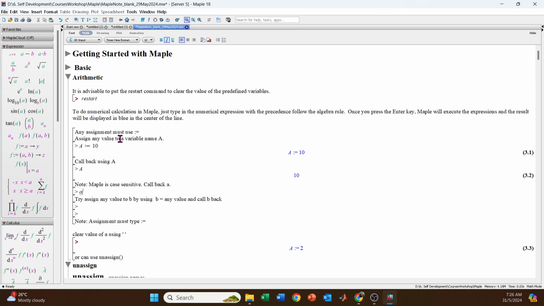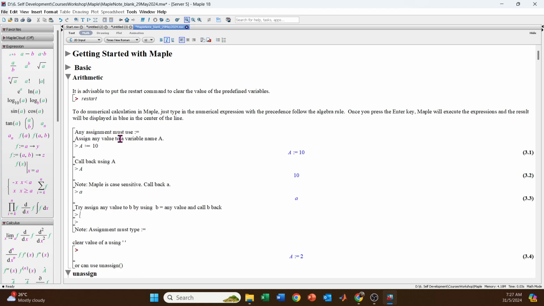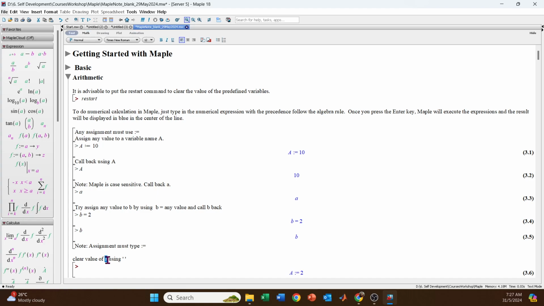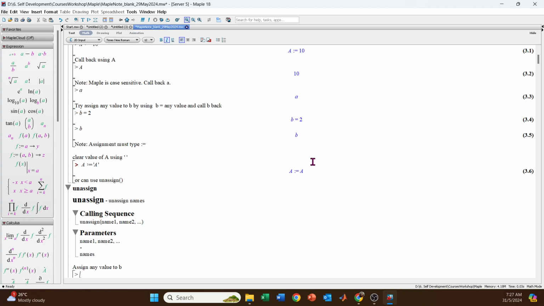If you call uppercase A, it won't recognize. If you type b equal, let's say 2, then when you call b, there's no value. So make sure for assignments, you must have colon equal. To clear the value of a, using here, a colon equal, single quote a single quote. So a equal to a.